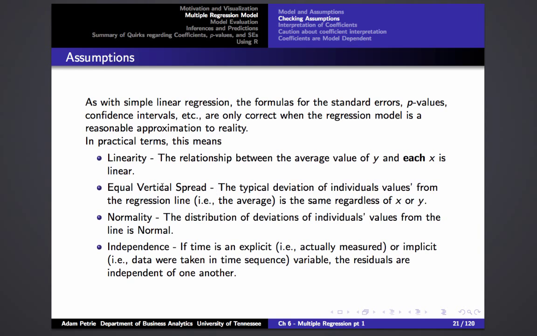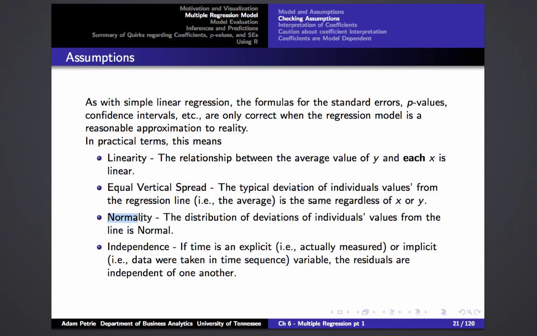relationships everywhere. Also, we should see equal vertical spread, basically the amount by which individuals differ from the average is pretty much about the same regardless of the characteristics of the individual. In simple linear regression, this meant that individuals were spread out from the regression line by about the same amount regardless of the value of x, and this is just the extension to when we have more predictors. Individuals typically deviate from the average by about the same amount everywhere we look.